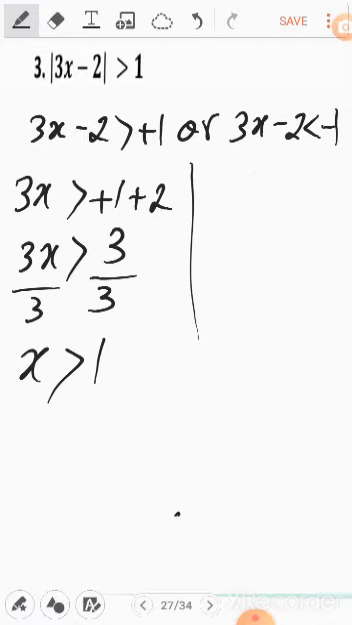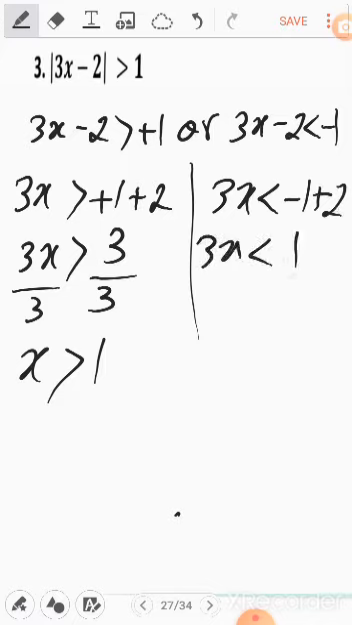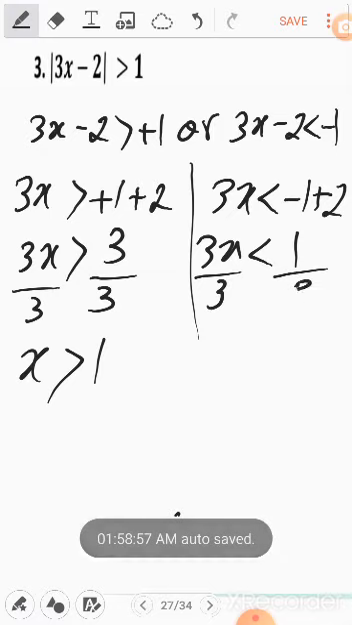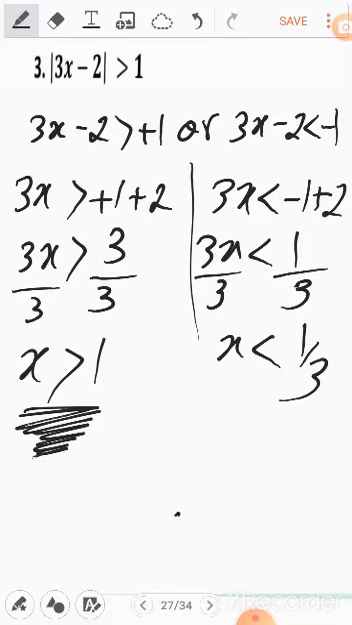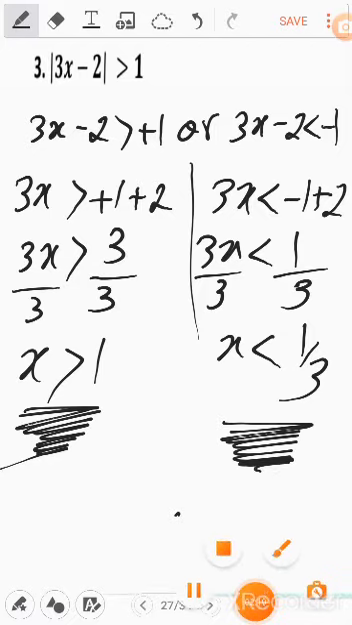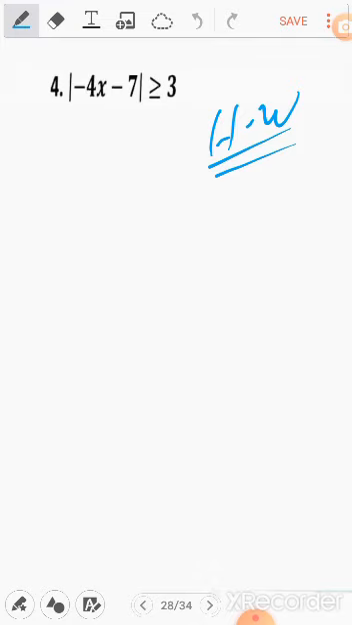The second inequality, 3x is less than minus 1 plus 2. So 3x is less than 1. Divide by 3. So x is less than 1 over 3. So the solution of this inequality, absolute 3x minus 2 is greater than 1, is the union of these two intervals, x greater than 1 and x less than 1 over 3. Solve this as homework.